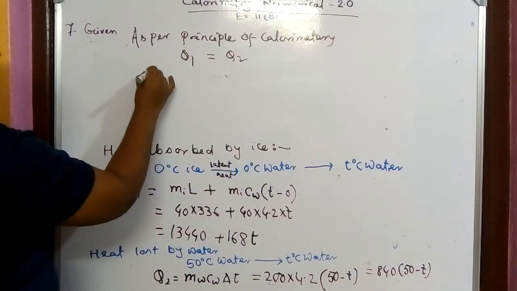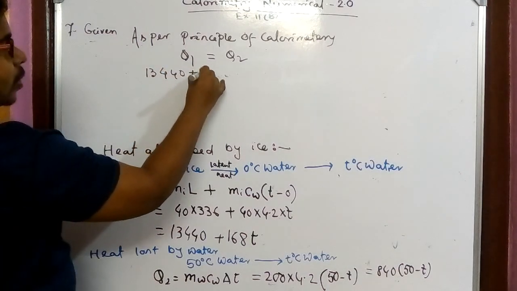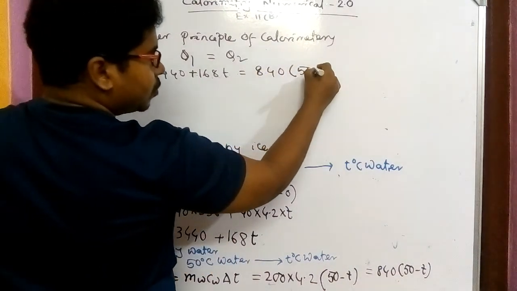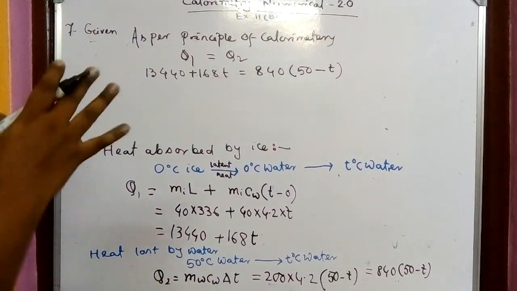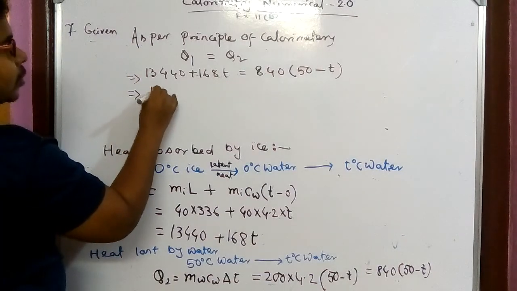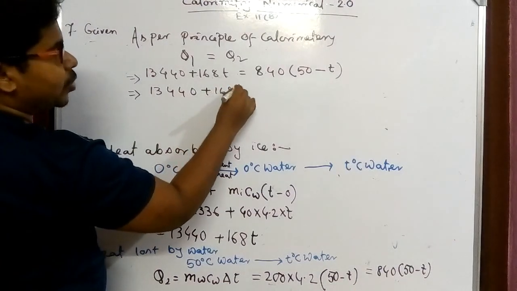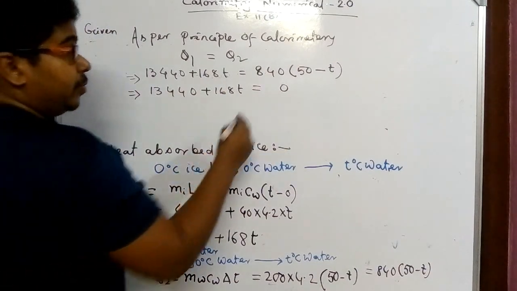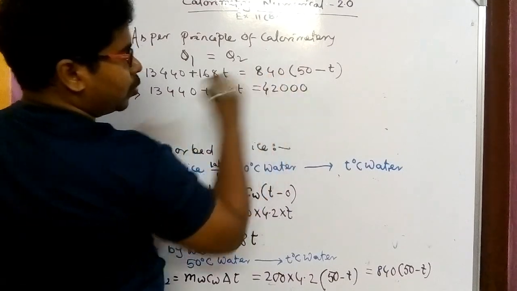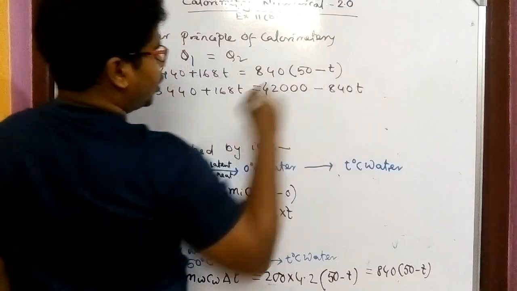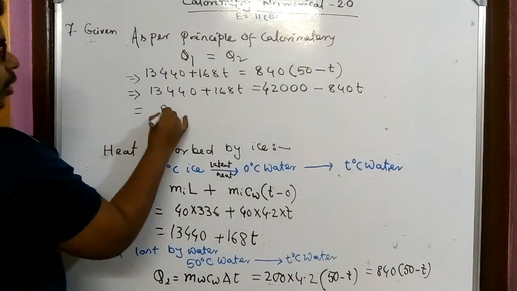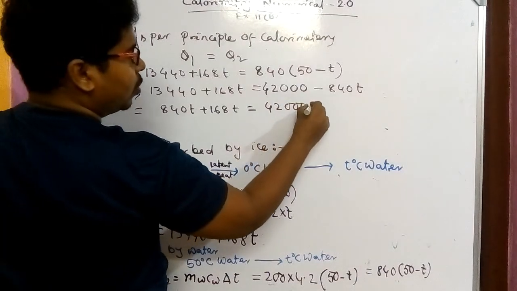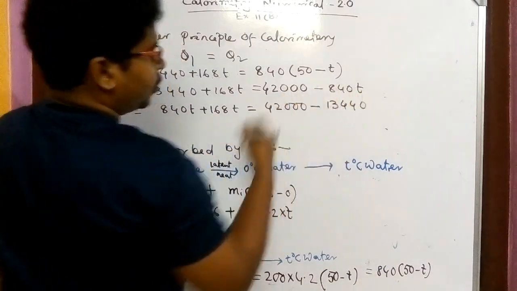So Q1 means this 13440 plus 168 into T, that should be equal to 840 into 50 minus T. Okay, multiply it. 13440 plus 168 into T, and if you multiply, it will come 5 4s are 20, 5 8s are 40, so it is 420, one more 0, one more 0, minus 840 into T. Okay, so change it. 840 into T plus 168 into T, it is equal to 42000 minus 13440. Okay, it's a big number.